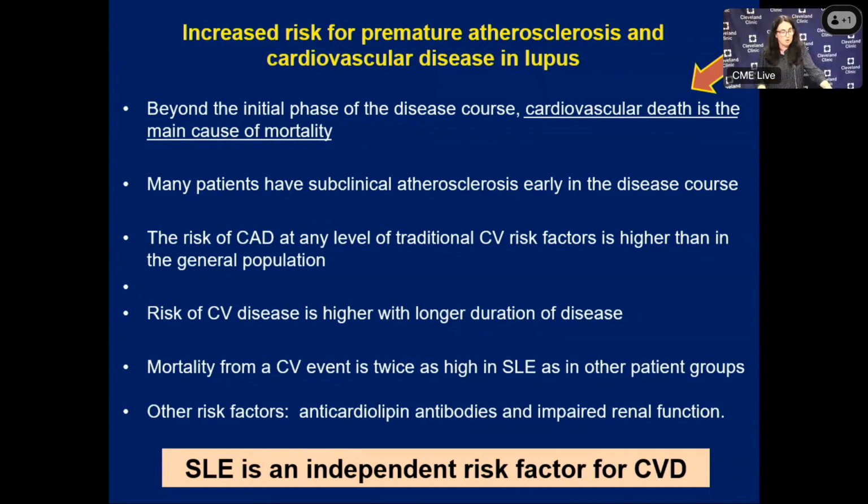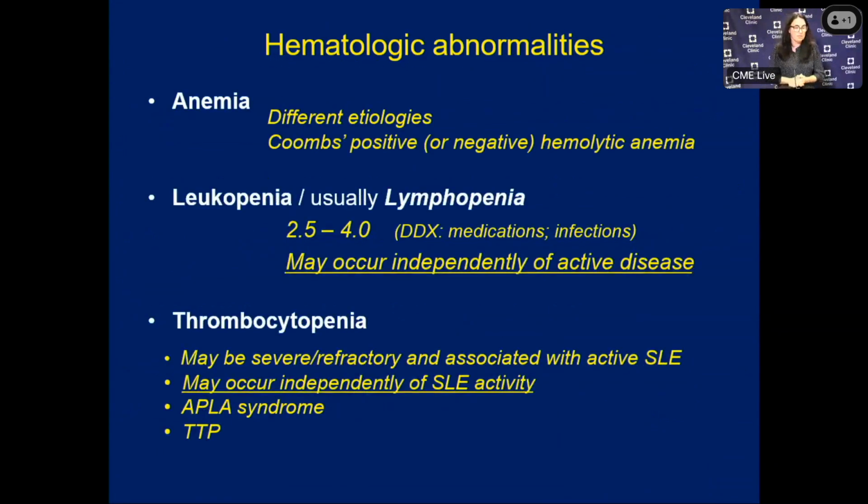The risk of cardiovascular disease is higher with longer duration of disease, and it may be aggravated by other risk factors that these patients are commonly exposed to, anticardiolipin antibodies and an impaired renal function. But the most important point to make here is that lupus is an independent risk factor for cardiovascular disease.